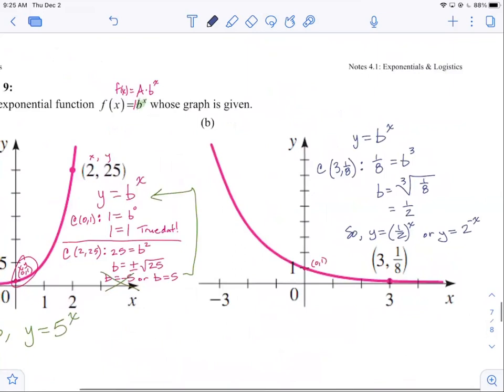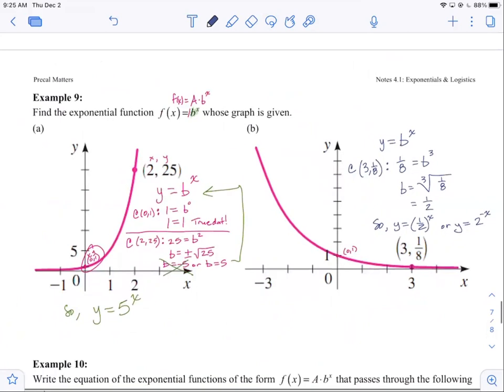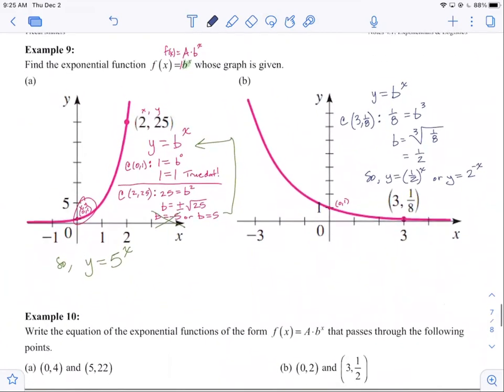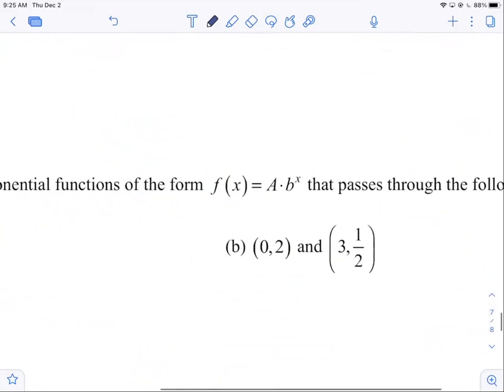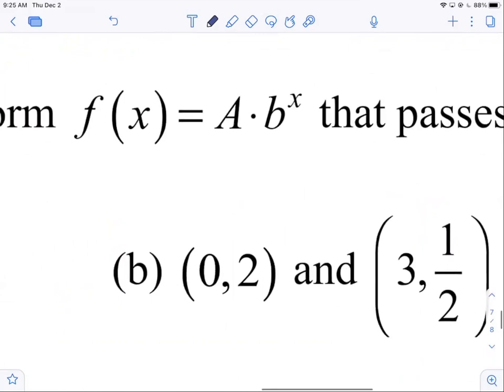All right, so those are the easy ones, because the a value is 1. Are you ready for the fun ones? Yeah, I am too. All right, letter 10. Write an equation of the exponential functions in the form a times b to the x that pass through the following points. Well, again, if you want to, you can replace f of x with y.